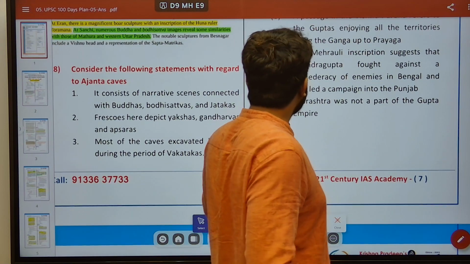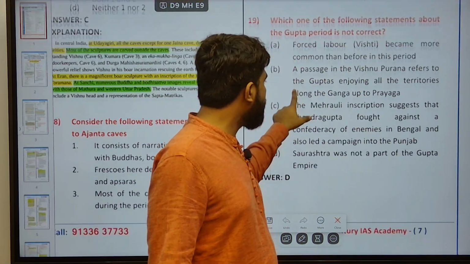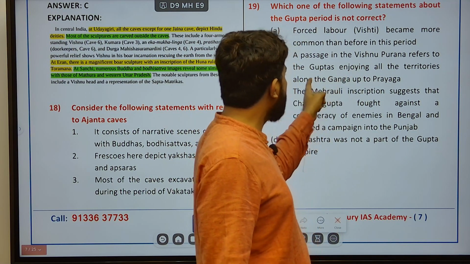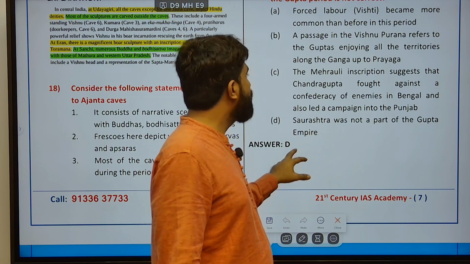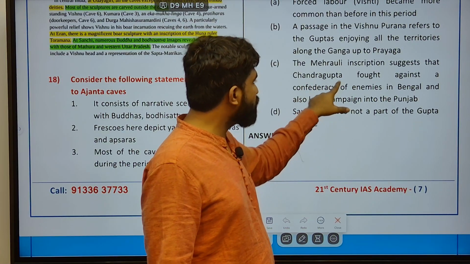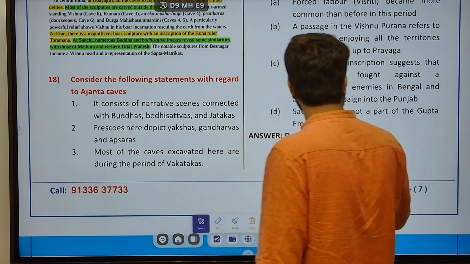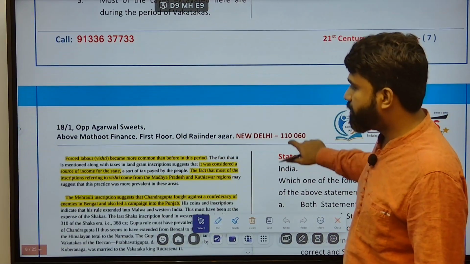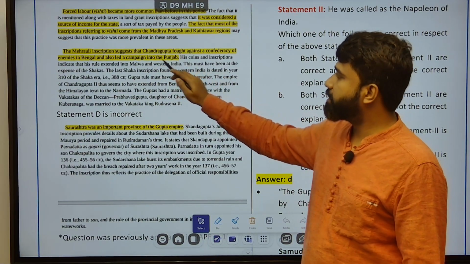Okay. Next, coming to this forced labor Vishti, already we have discussed in earlier times, and a passage in the Vishnu Purana refers to Gupta enjoying all the territories along the Ganga up to Prayaga, that is true. And Mehrauli inscription suggests that Chandragupta fought against a confederacy of enemies in Bengal, and also led a campaign in Punjab. Yes, that is true.